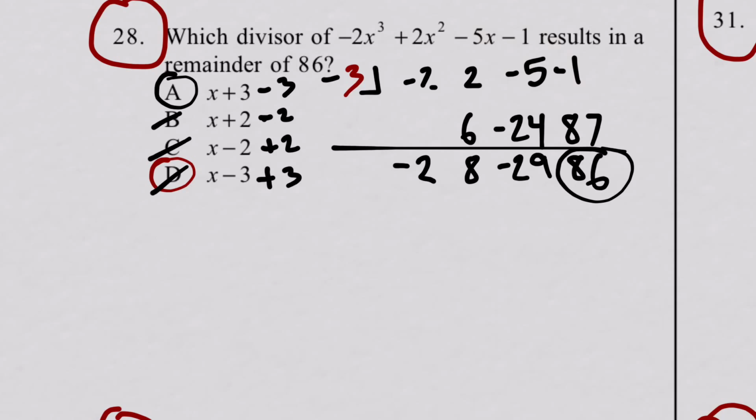Once again, when you check these, make sure you're checking the opposite sign. If you're checking x plus 3, you plug in negative 3. You put it in here in synthetic division, or plug negative 3 into the x values here to see if you get 86. You should get 86 if you do it that way as well. So plug in negative 3 here, or use synthetic division with negative 3 and look for the remainder to be 86.